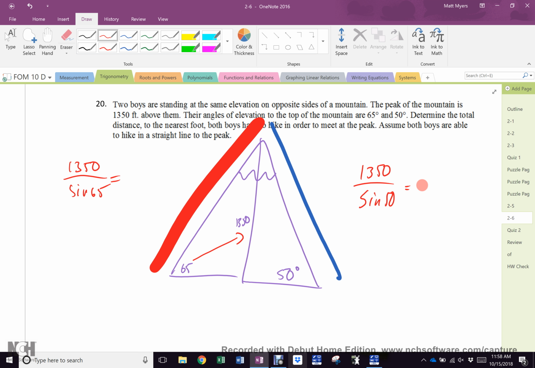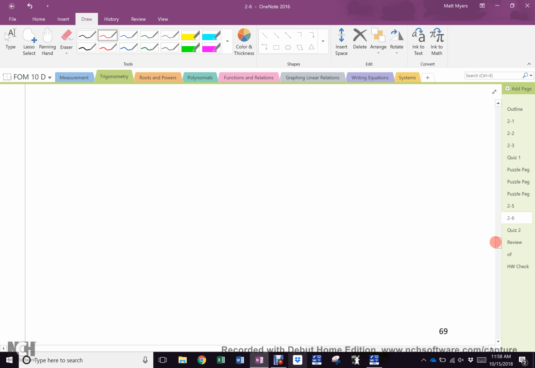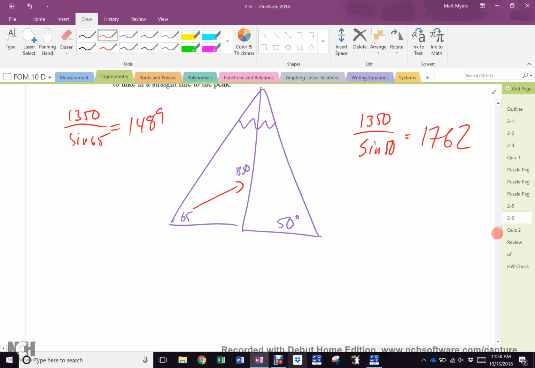Okay? 1489 and very messy, that's okay. 1762. And then you just add those? No, you don't add them. The question says, how far does each one have to height? Oh, okay. All right. That is where we are right now.